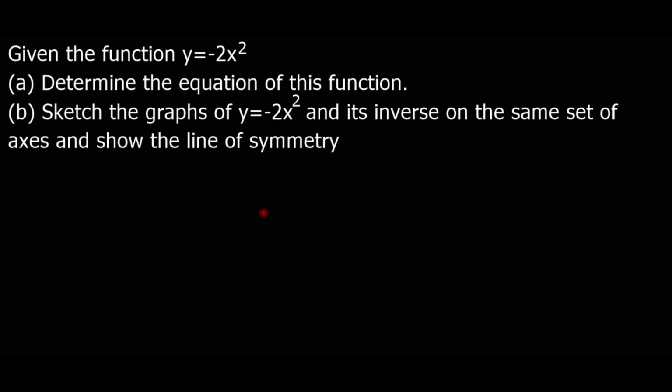Given the function y equals minus 2x squared. Okay, like the previous one, just that now we have a negative sign. So now let's do the same. Determine the equation of the inverse of this function. We have y equals minus 2x squared. So we interchange x and y as in the previous one: x equals minus 2y squared. And then from there we divide both sides by -2.